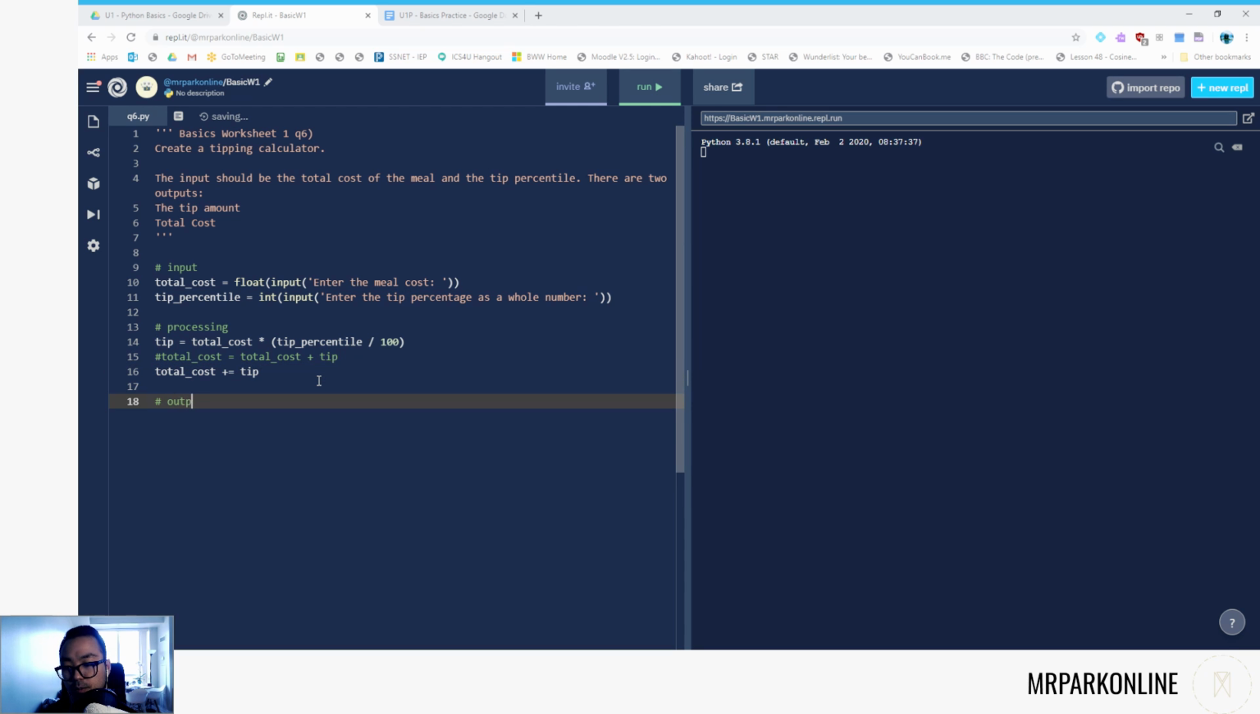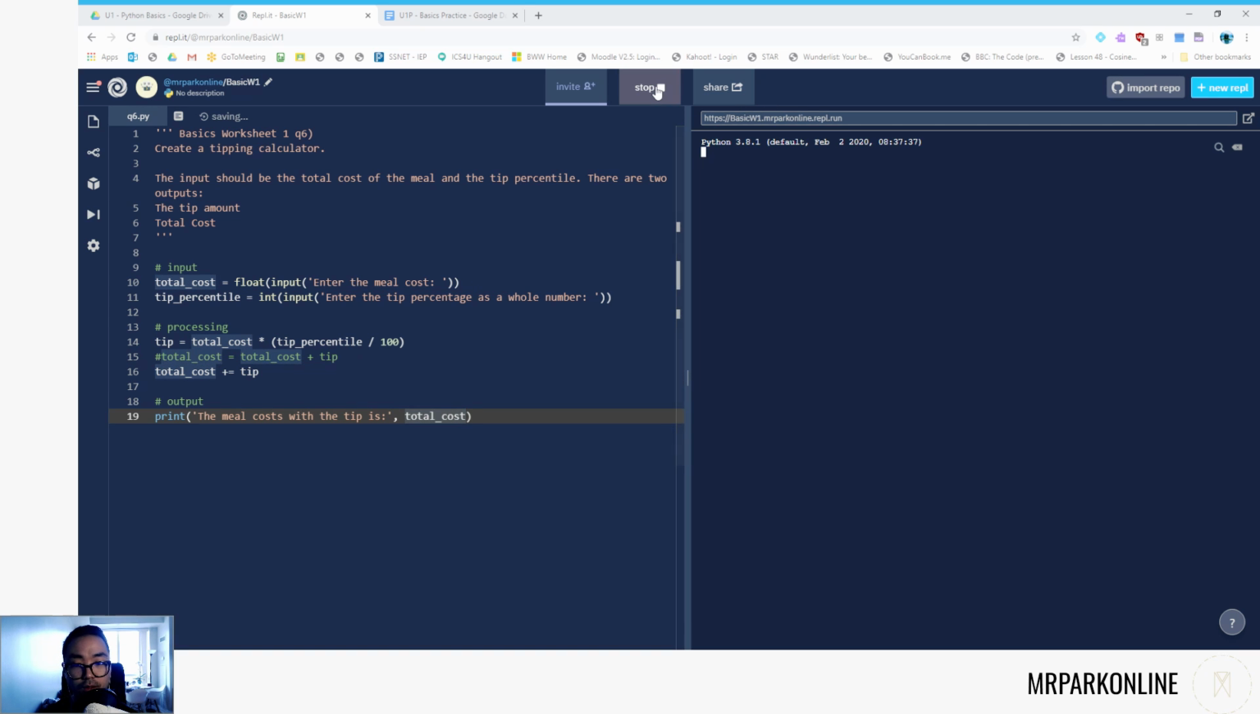So now for our output here, we're going to say print the meal cost tip is, let's say, total cost. Alrighty. Let's look at a meal cost of $34.50 and we gave them 20% tip. So our meal cost would be $41.40.